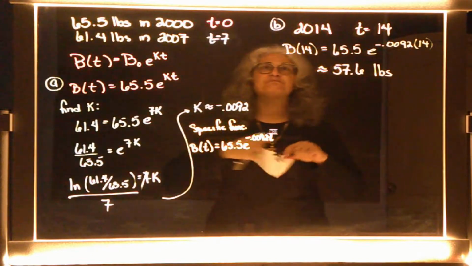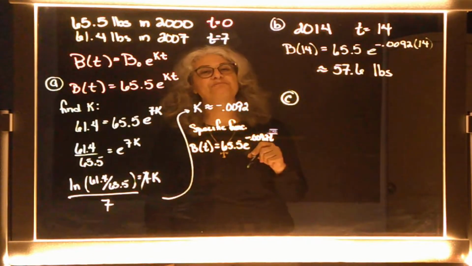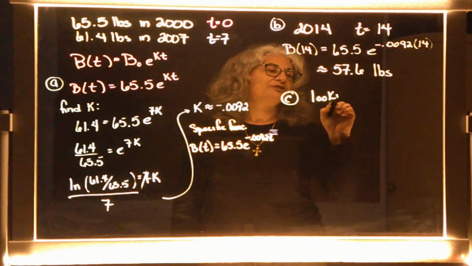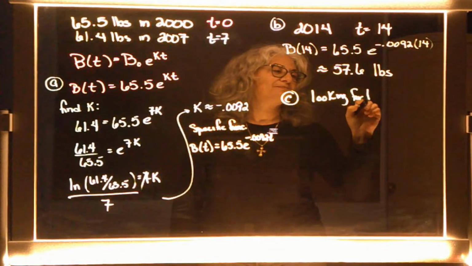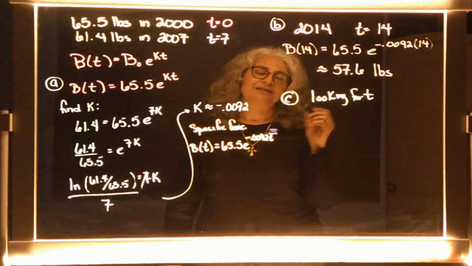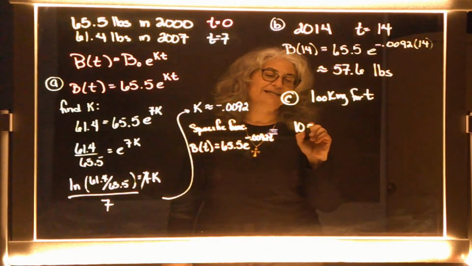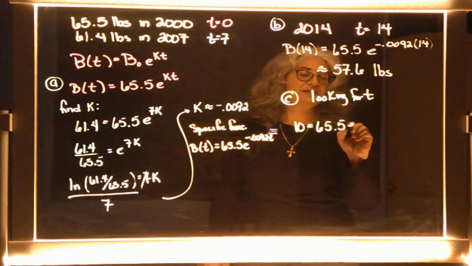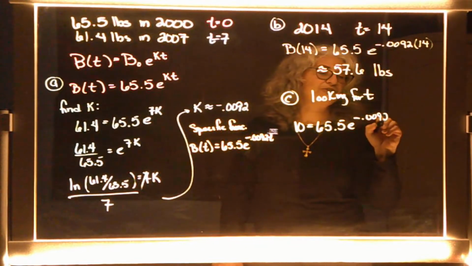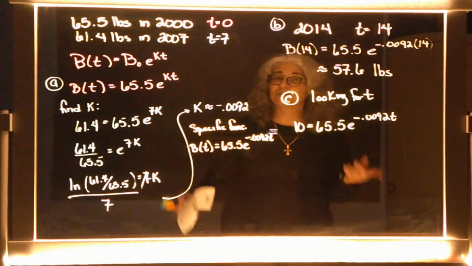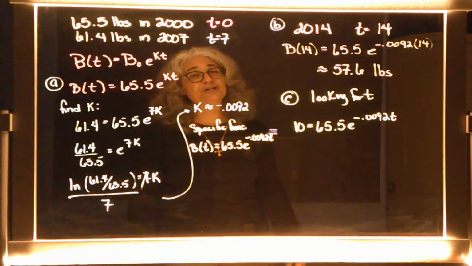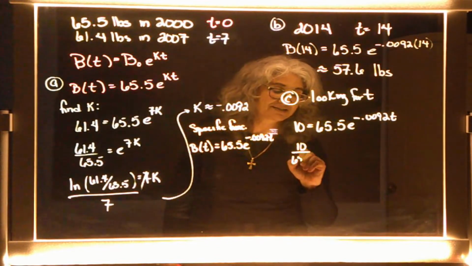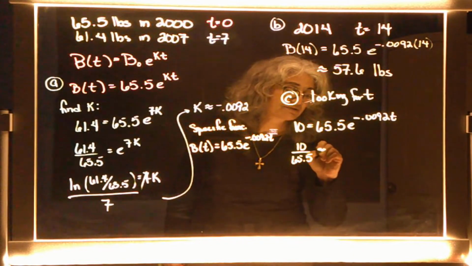All right. So how do I find part C? Yeah, they said what year, so what are we looking for? Yeah, you're looking for time now. And what's the 10 pounds? That's the ending. So that means you've got 10 equals, correct? All right, 65.5 e to the negative 0.0092t. Okay, we've come up against these equations before where we're solving for an exponent. Have at it. Let's see if we agree. Let's see if you follow my steps. Whoops, equals.